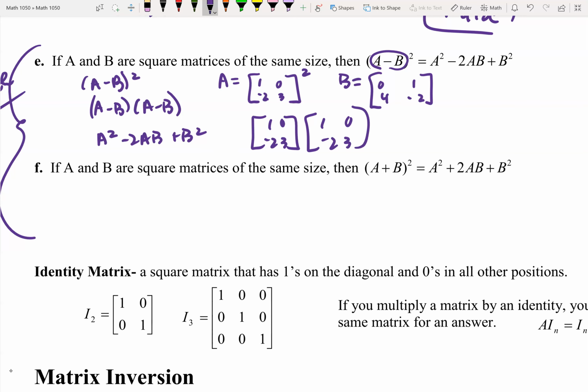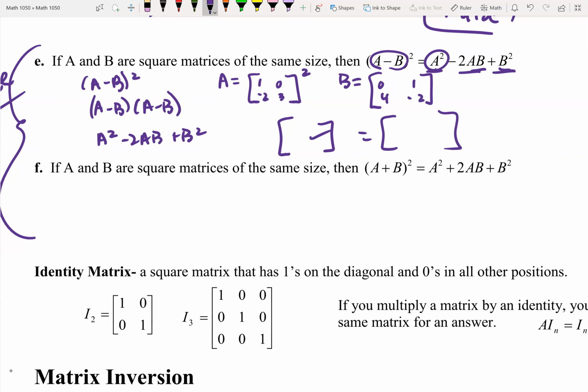So anyway, I took B, subtracted it from A, got a matrix. Then I took that matrix, wrote it next to itself and multiplied, and got a final matrix. Then I came over here and took matrix A multiplied by itself, took matrices A and B multiplied together and distributed the negative 2, took B multiplied by itself. Then I added those three matrices together and looked to see if they matched. Who says, I understand what you just did? Okay, good. And the answer was false. They are not the same.